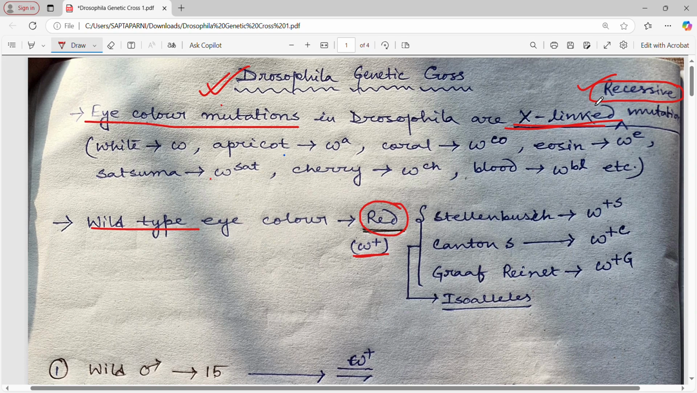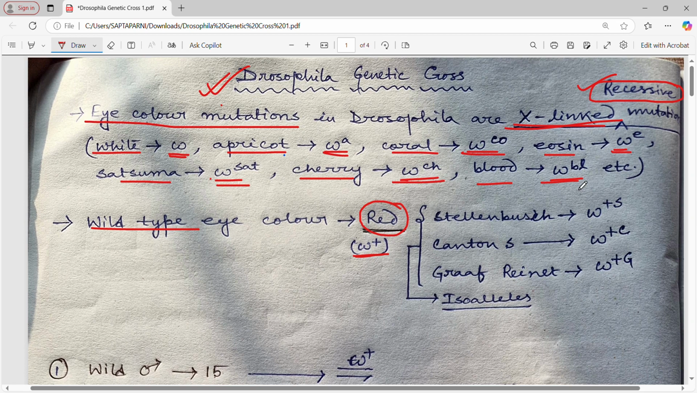So there are various types of eye color mutant alleles in Drosophila, like white, which is denoted as W, apricot, which is denoted as WA, coral, WCO, eosin color, WE, Satsuma, which is an orangish color, WSAT, then cherry red, WCH, blood, WBL, etc. There are various other types also, and all of these range from white to red. There is a gradient, white to red.